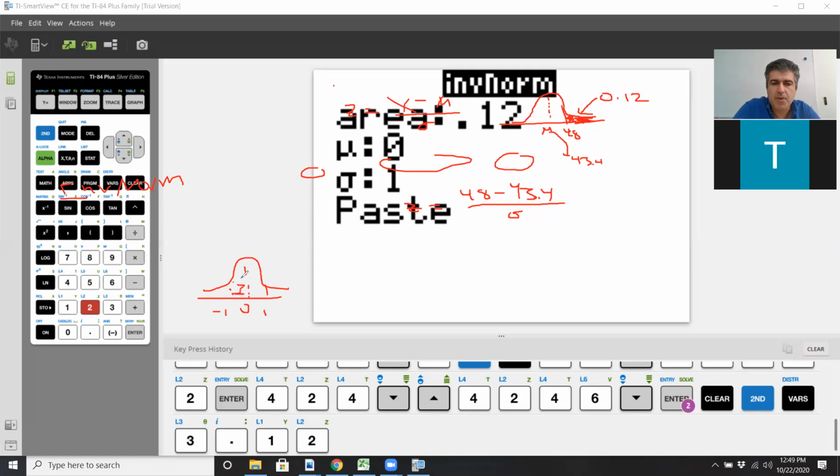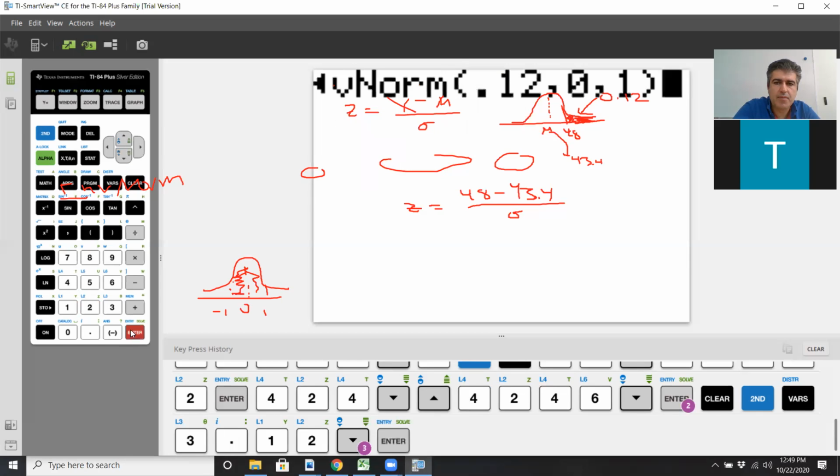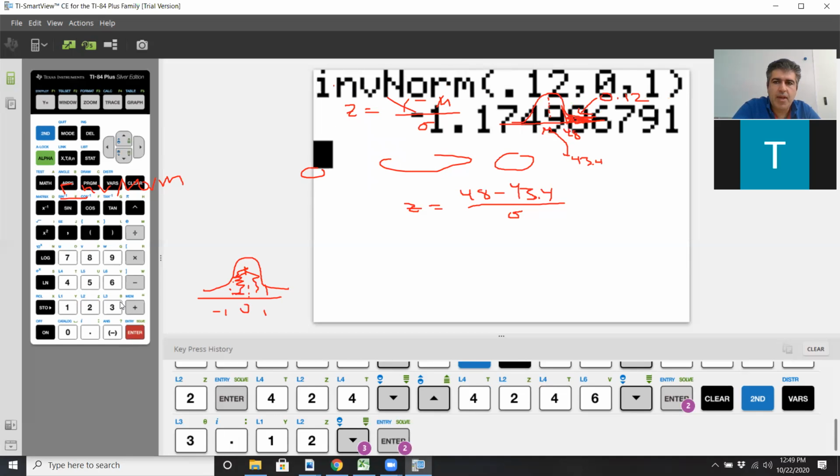So we know that 34% will be here, 34% will be here. So 68% is between -1 and 1. But if I want an area of 12%, what the calculator is actually going to do, just so you know, is give me the z-score that's 12% to the left. So what the calculator is doing, it's always going to assume whatever area is to the left.